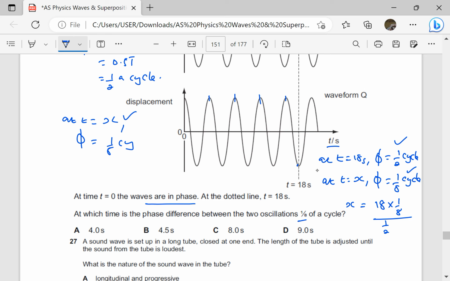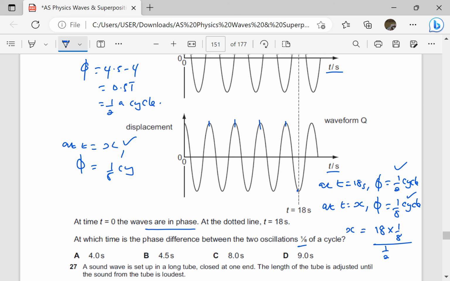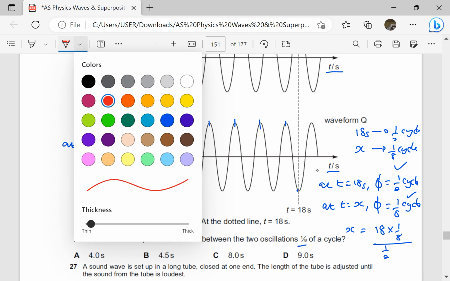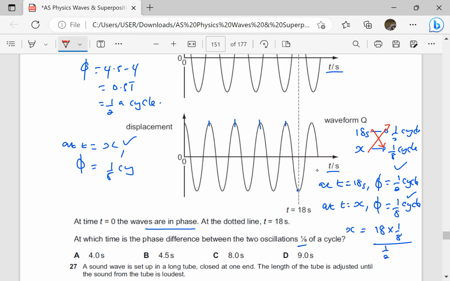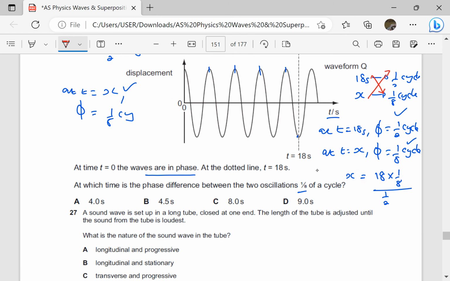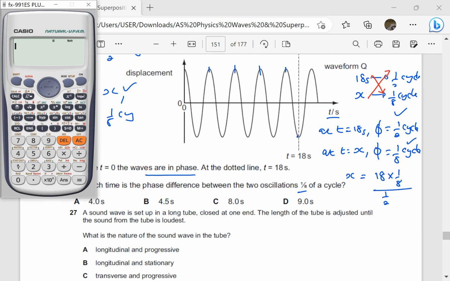Alternatively, if you are poor at mathematics, you can just say, 18 seconds corresponds to half a cycle, and then x corresponds to 1 over 8 of a cycle. You now cross multiply those two relationships. So you have 18 times 1 over 8 divided by a half. Then we check with our calculator.